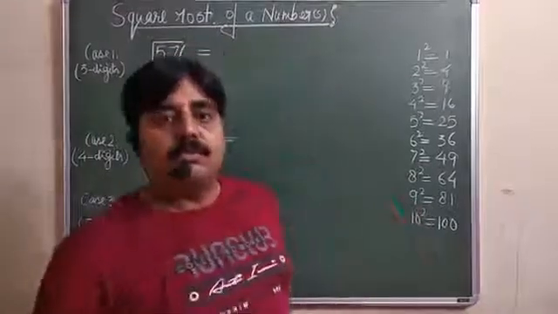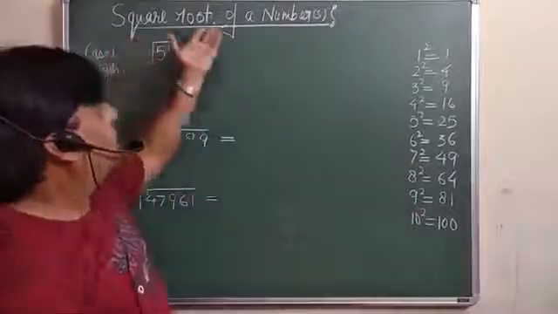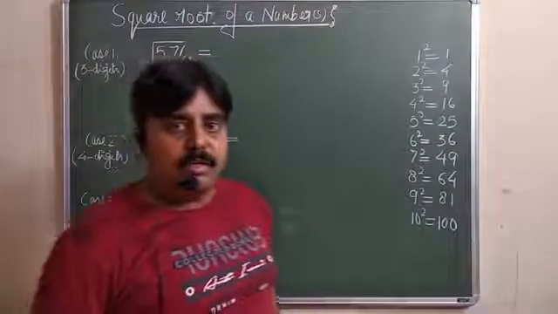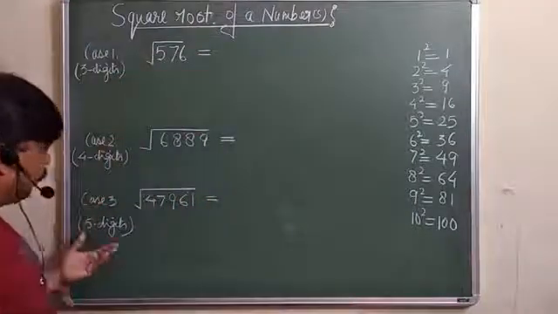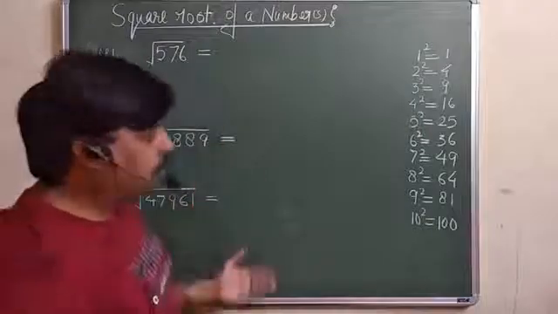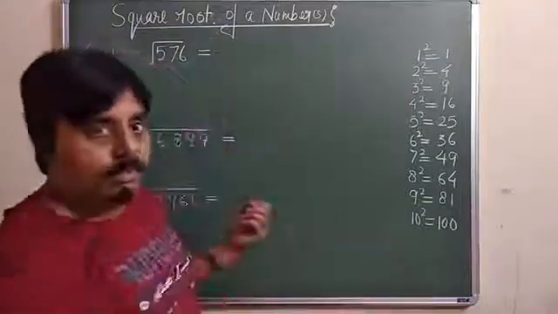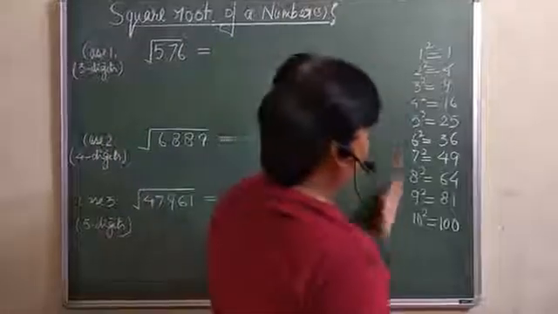Hello everybody. Today we will discuss how you can find out the square root of a number. A 3-digit number, 4-digit number, or 5-digit number is given, and we can find the square root of these numbers within a few seconds. So first of all, you must understand this.